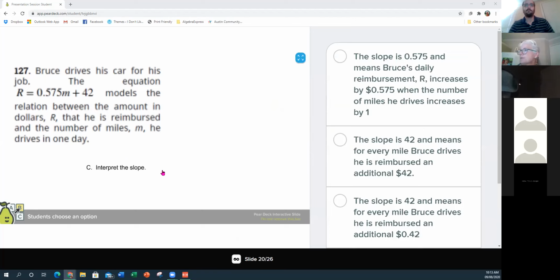Interpret the slope. Okay, and when we say interpret, it's in your own words. So the way that I say it may not be the way you say it exactly, but that's okay. Just make sure you understand what the slope is doing in this problem.